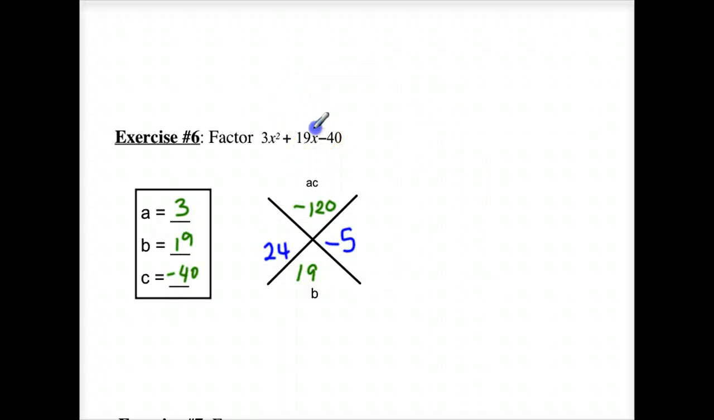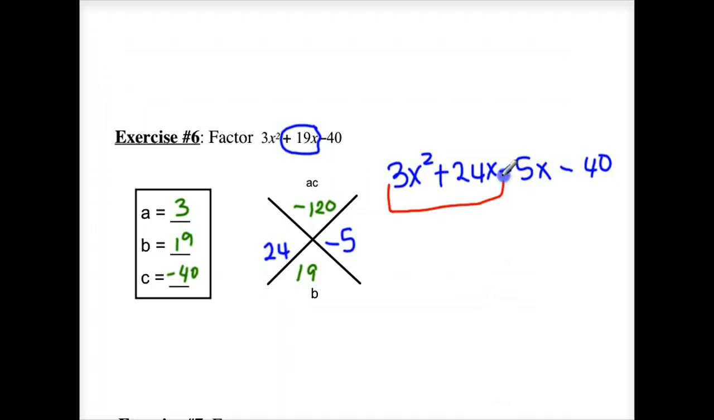Now that I have this, remember what we have to do. Replace my b term. So this becomes 3x squared plus 24x minus 5x minus 40. And remember, take the first two terms, and I'm going to look for what they have in common. I see there's a 3x in common, and x is left over plus 8. Good. Remember, distribute this. If I was to take this and go back like this, I will get what I started with up here, okay?